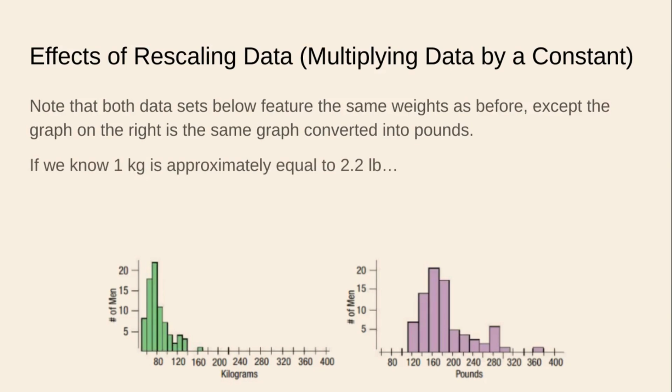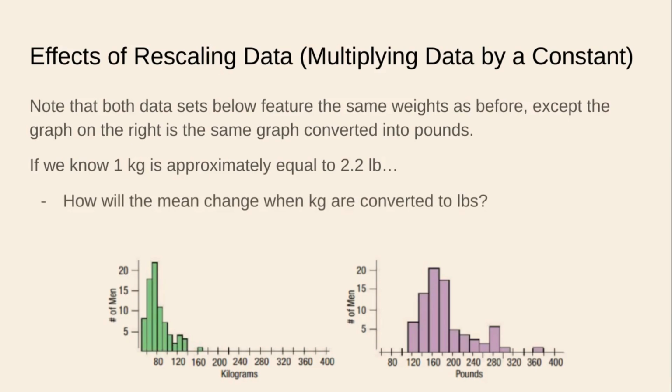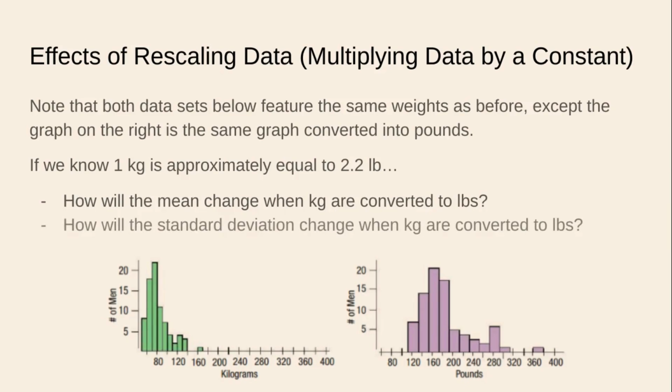So if we know 1 kilogram is approximately equal to 2.2 pounds, that's not a perfect scale factor, but it's close. How will the mean change when kilograms are converted into pounds? Think about that. And also think about how will the standard deviation change when kilograms are converted to pounds. So how will a measure of center and a measure of spread change? Think about this for a moment, pause the video, and then unpause the video when you want to know the answer.